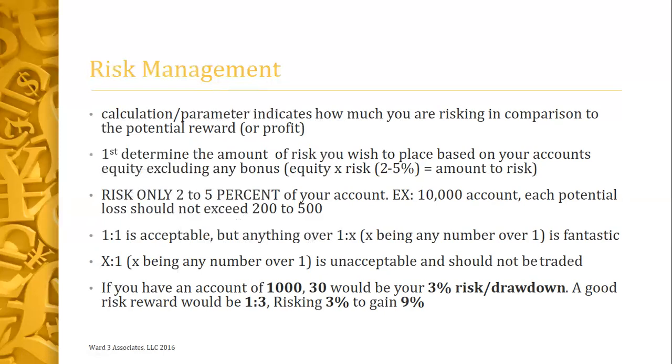1-to-1 reward to risk is acceptable, but like I said, it's almost a waste of your time. But anything over 1, X being the number over 1, is fantastic. So anything over a 2-to-1 is fantastic. Anything below is unacceptable and should not be traded at all. All right. If you have an account of $1,000, $30 would be your 3% risk or your drawdown, and then a good risk reward would be 1 to 3, basically risking 3% to gain 9%. So you would risk 30 bucks to gain 120. That's great. That's what you want.